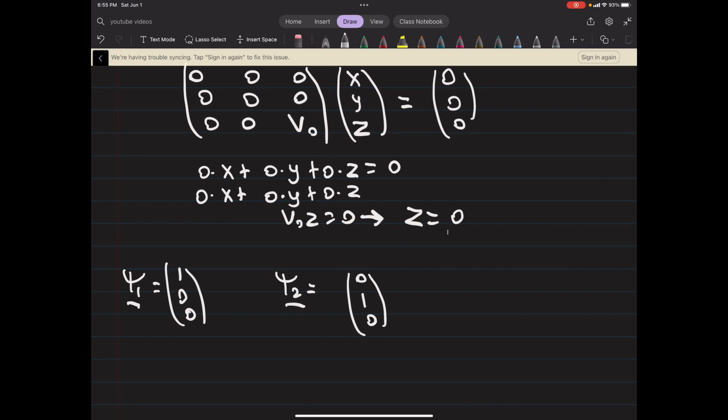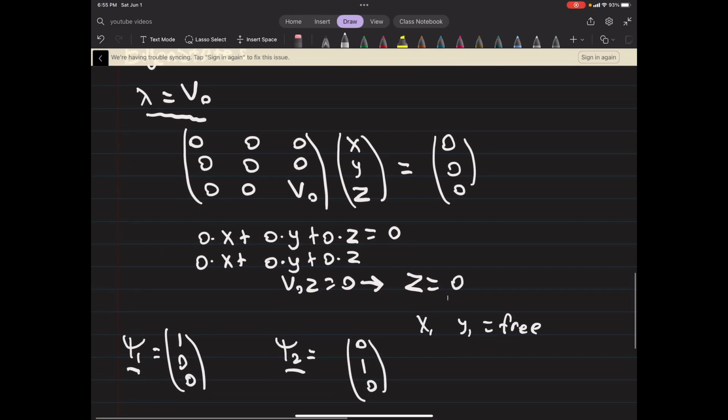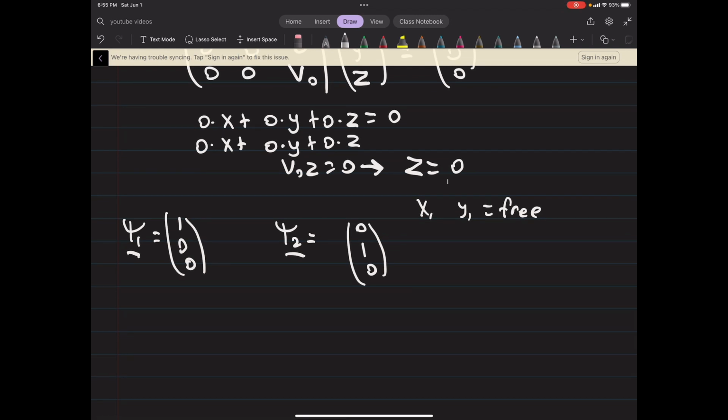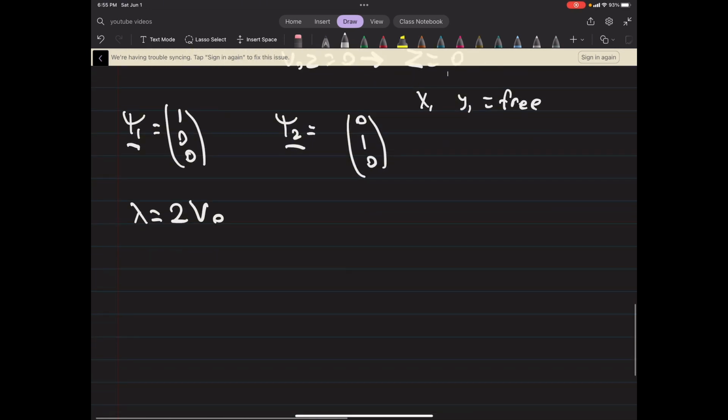z has to always be 0 no matter what. x and y are sometimes called free variables. And we have our two vectors for the two times that eigenvalue repeated, which is twice. Okay. And then we can do the same thing for our other eigenvalue of 2V naught. You would do the same thing, plug in 2V naught. This time you'll get minus V naught, 0, 0, 0 minus V naught, 0.